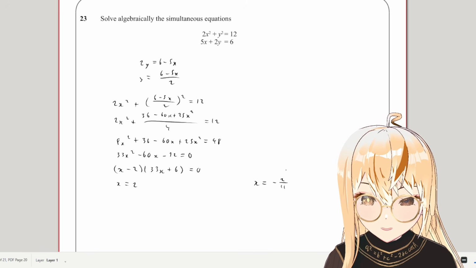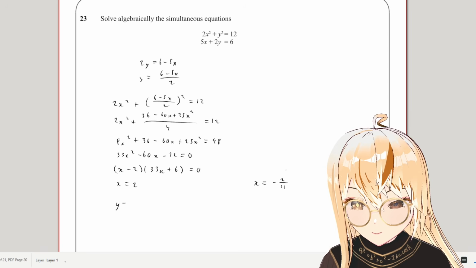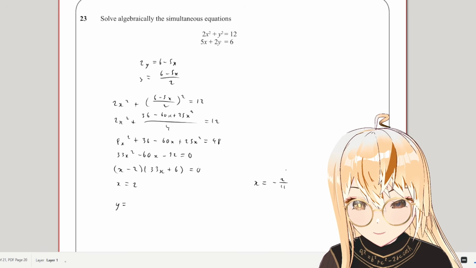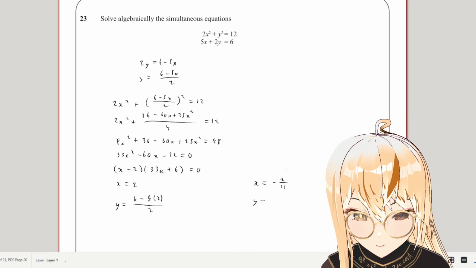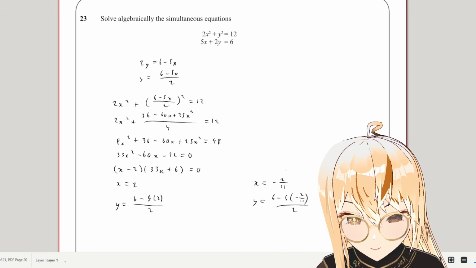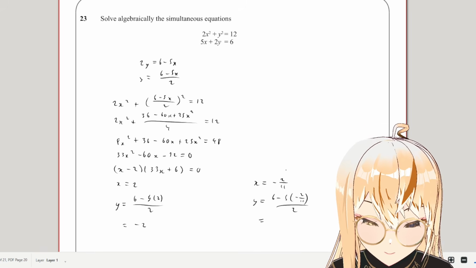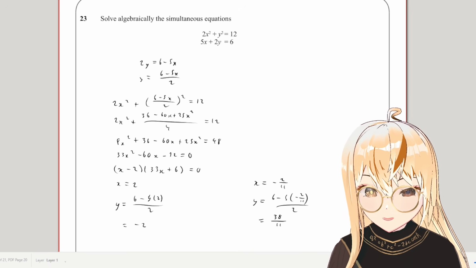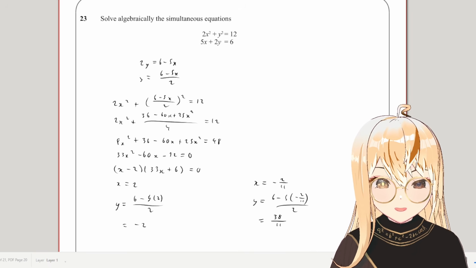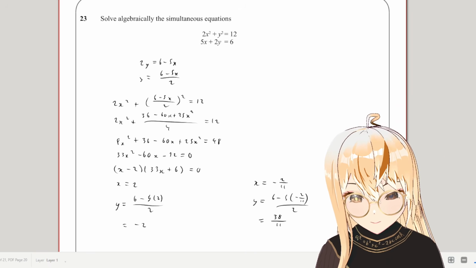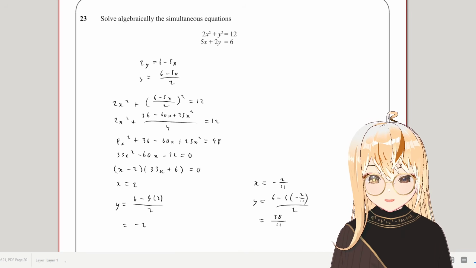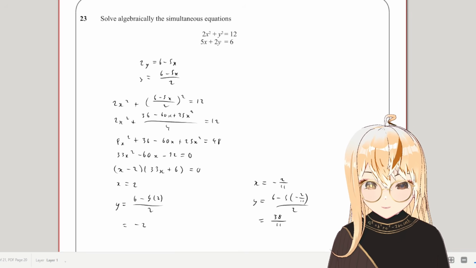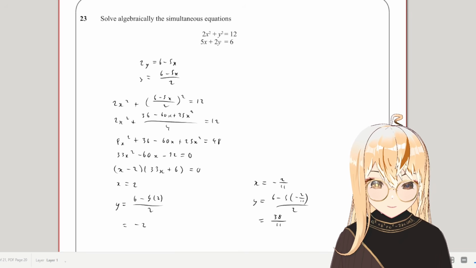So now we can just substitute it back into y. So y was equal to 6 minus 5x over 2. Just do it for both of them. So we've got our 2 pairs of solutions as we would expect, where x is 2 and y is minus 2, or x is minus 2 over 11 and y is 38 over 11.